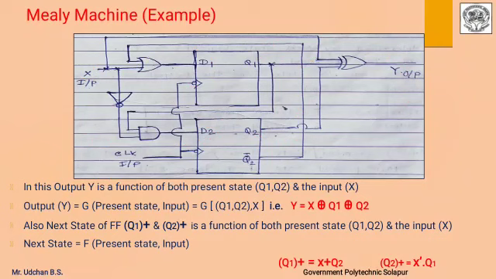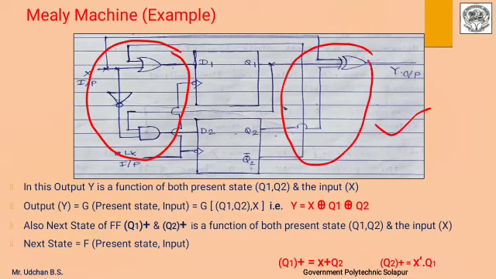Now we will see the example of this Mealy machine. This is a circuit of a Mealy machine which consists of a combinational logic circuit designed using basic gates: NOT gate, AND gate and OR gate. This is the output combinational logic circuit and this is the memory element. These 3 blocks can be seen in this diagram.